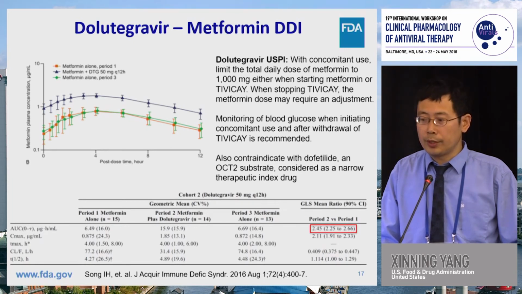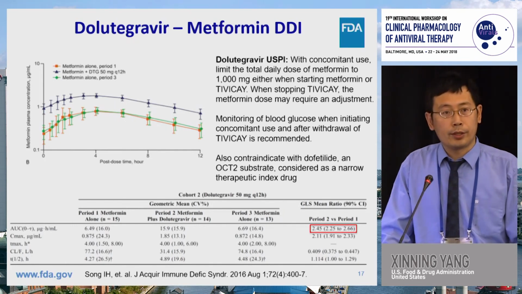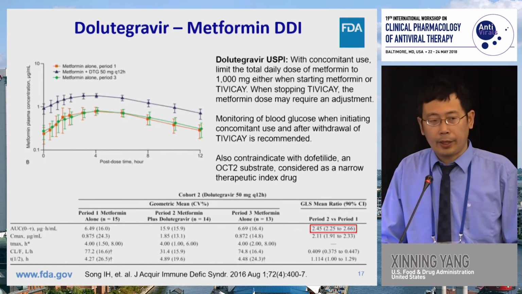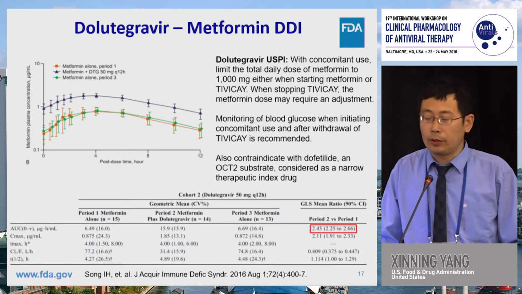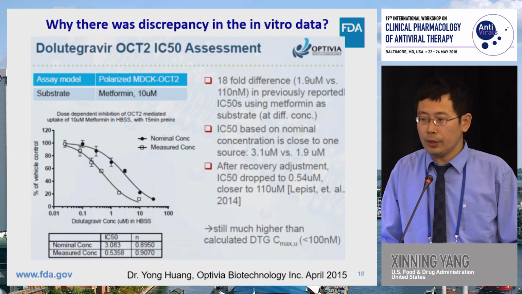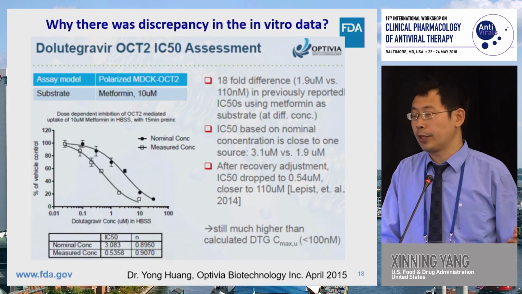And also, as you said, the labeling recommends contraindication with dofetilide. That's an OCT2 substrate with a narrow therapeutic index because of the QT risk. We anticipate that dolutegravir may also increase the concentration of dofetilide significantly since they share the same pathway, OCT2. So what's the reason for this difference in the in vitro data from the different stakeholders?